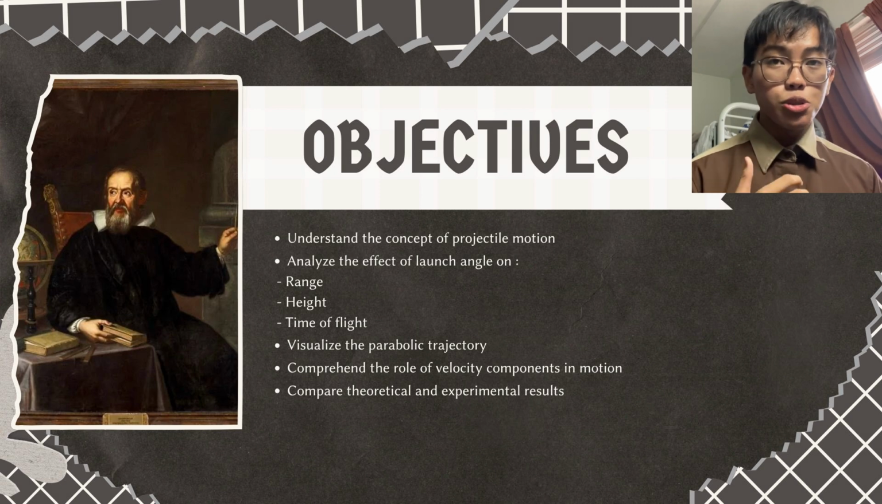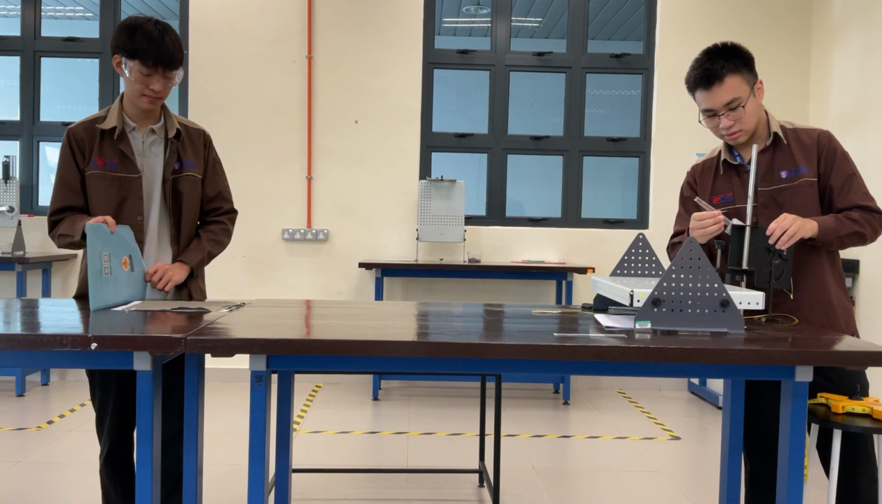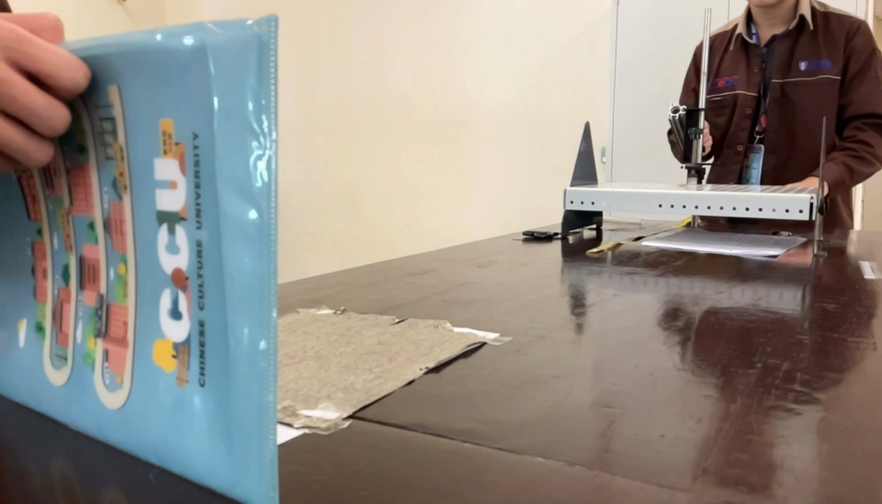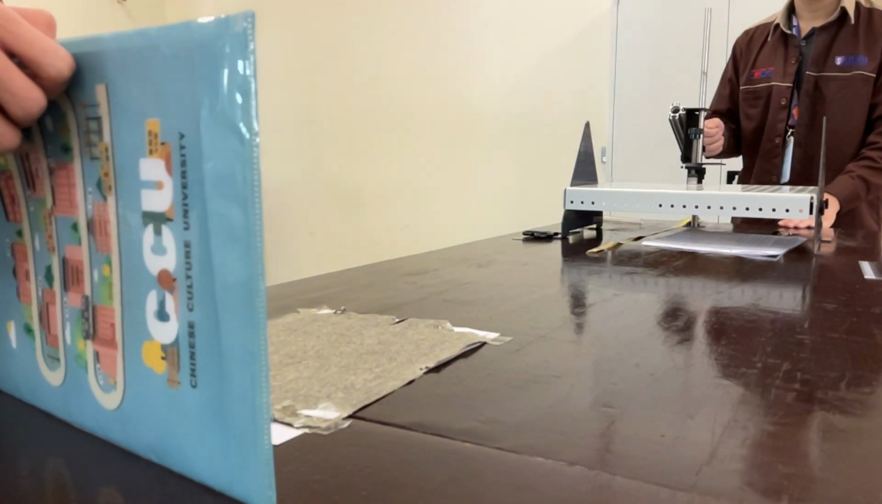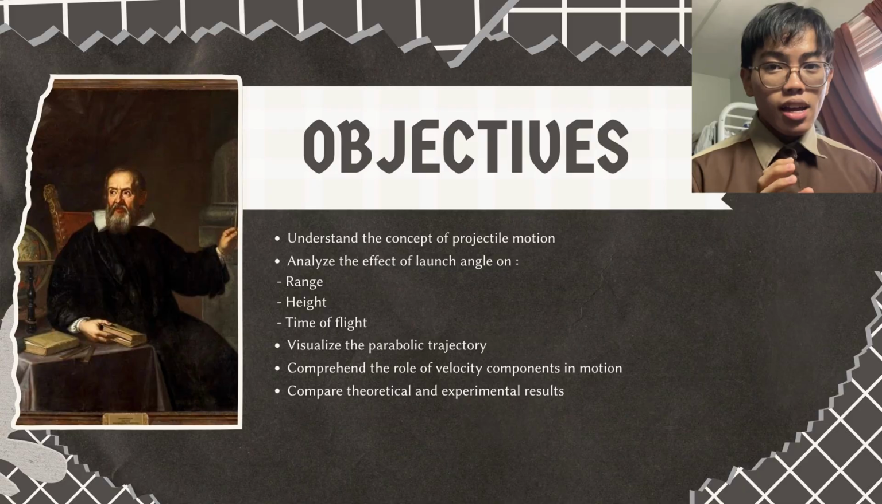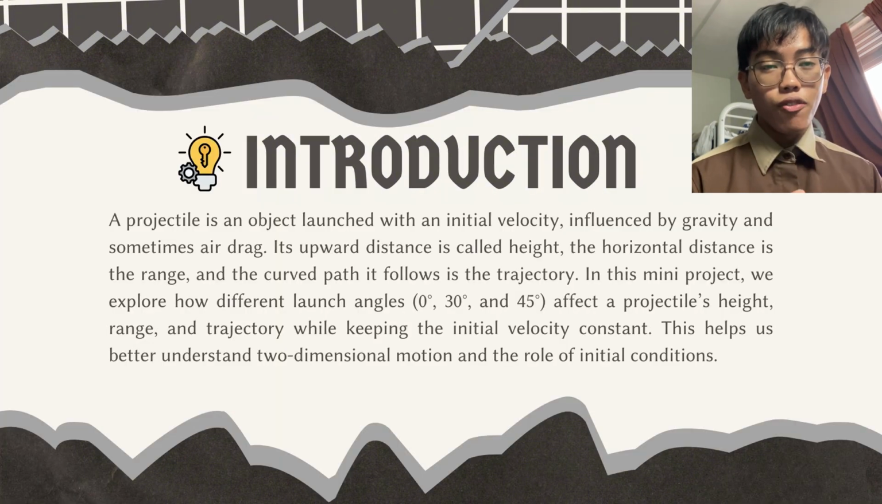Now, let me guide you through our objectives. Number 1, to understand and grasp the concept of projectile motion in our day-to-day life. Number 2, to analyze the effect of launch angle on range, height, and time of flight. Number 3, to help visualize the parabolic trajectory of a projectile when it is in motion. Number 4, to comprehend the role of velocity components in motion, and lastly, to compare the theoretical and experimental results.